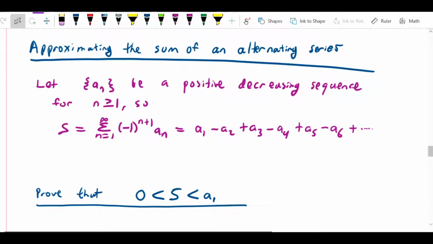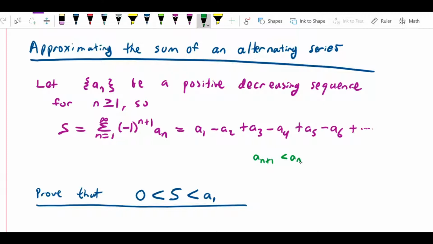So one of the things that we can do with an alternating series is we can get a pretty good approximation of its sum, at least in the case where the alternating series is formed by some underlying positive decreasing sequence. So once again, let's define a_n to be a positive decreasing sequence for n greater than or equal to 1. And just recall that what decreasing means is that a_(n+1) is less than a_n.